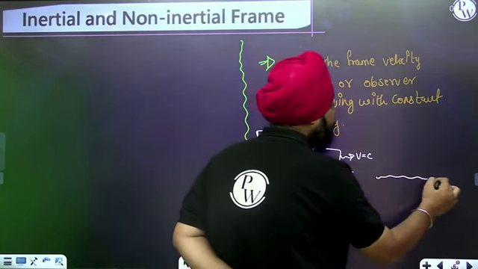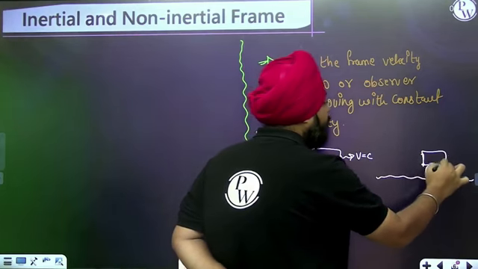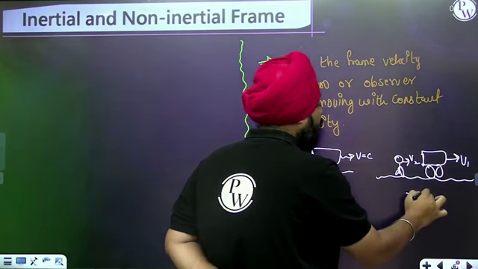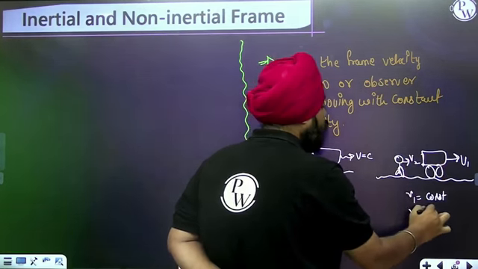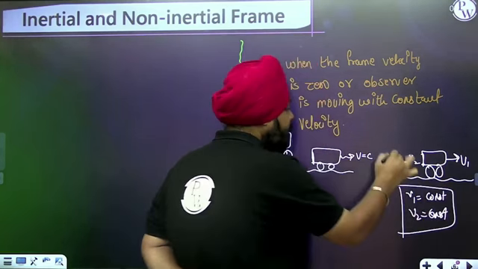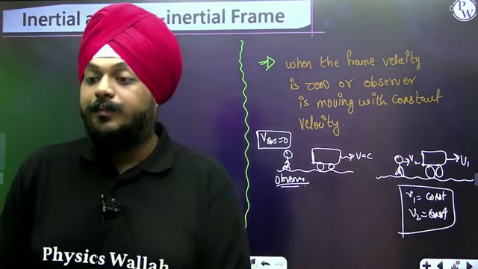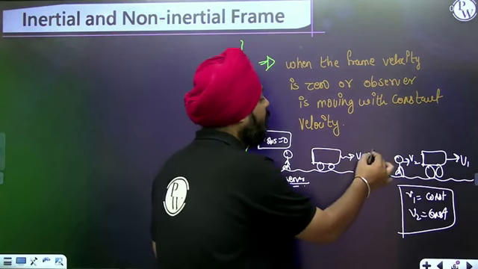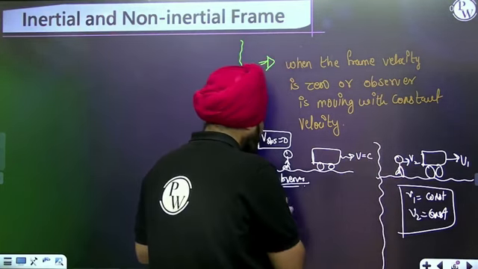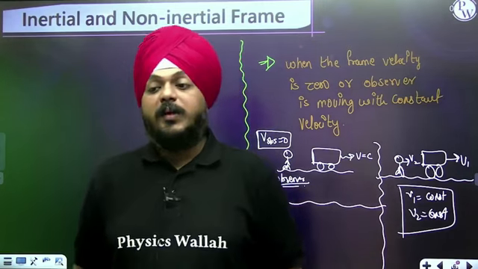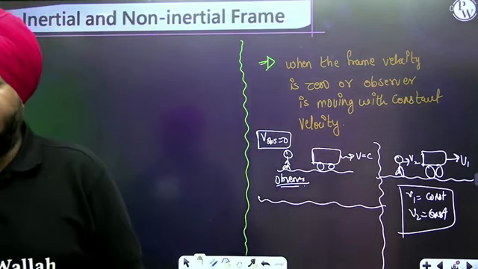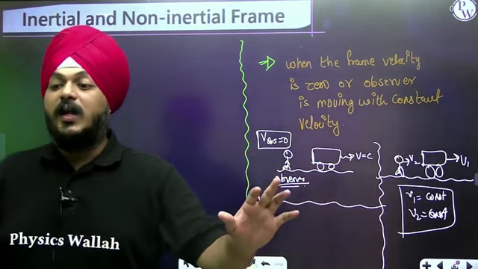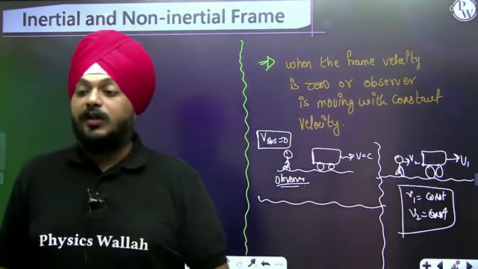Second, the cart is moving with some velocity v1. The observer is also moving with some velocity v2. v1 is constant, v2 is also constant. So in that case, this frame is also an inertial frame. Values may differ, outputs may differ, but it is an inertial frame. The frame velocity or the velocity of an observer is 0, stationary, or the velocity of the observer is constant.